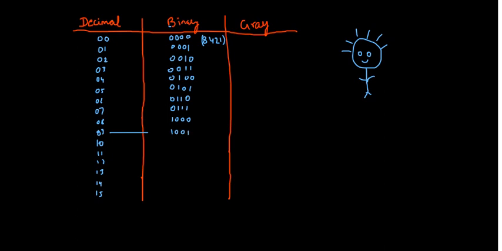Now to write 10, 1, 0, 1, 0. Then to write 11, 8 plus 2 is 10, so we just need one more number.